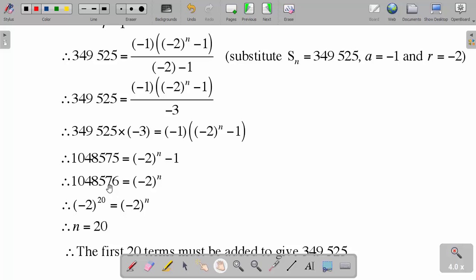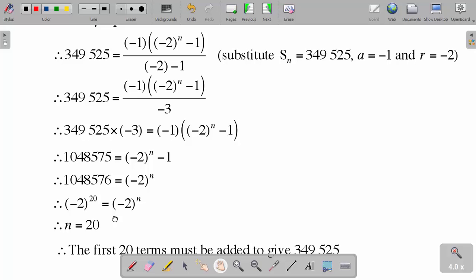This side to make it a 6, the 576. So now note something here: because I'm looking for my n, I'm going to get the prime factors of this 1048576, and when I do so, I get 2 to the power 20.